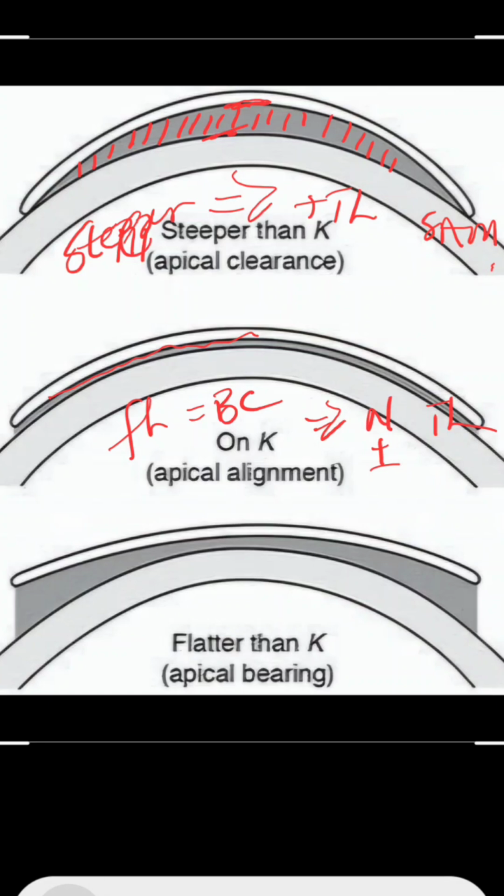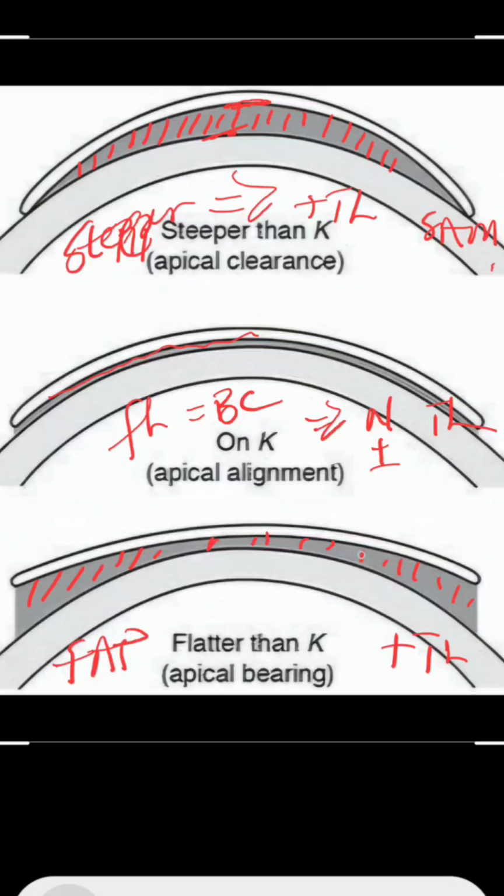Now, the last is the concept where the base curve is flatter than the K. So in this case, what do we have? We have a negative tear lens. So the tear lens that will be formed here is a negative tear lens. So when you have a negative tear lens, for you to neutralize that negative tear lens, you have to add plus to neutralize this. So this is where the concept of FAP comes in.